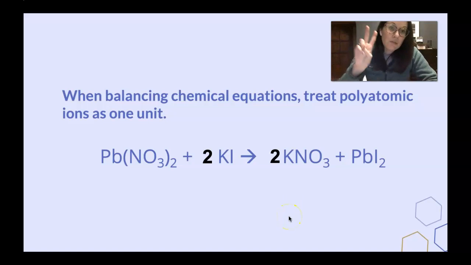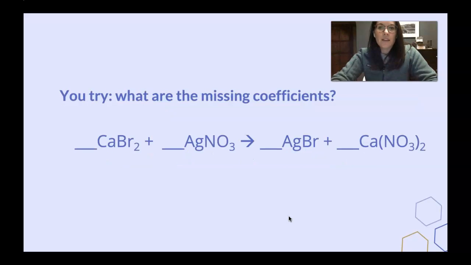All right, I'm gonna give you 2 practice problems. One is kind of medium level, and then the last one's a little tricky. All right, what are the missing coefficients? We've got calcium bromide and silver nitrate, which results in silver bromide and calcium nitrate. What are the missing coefficients?